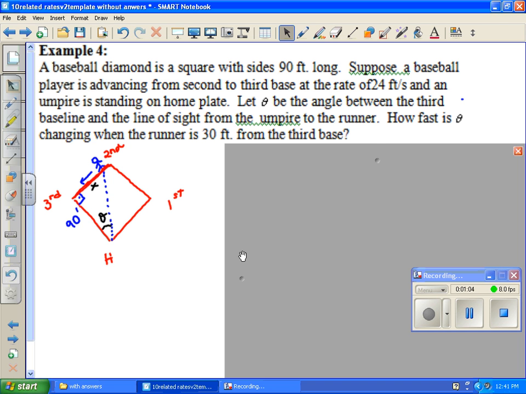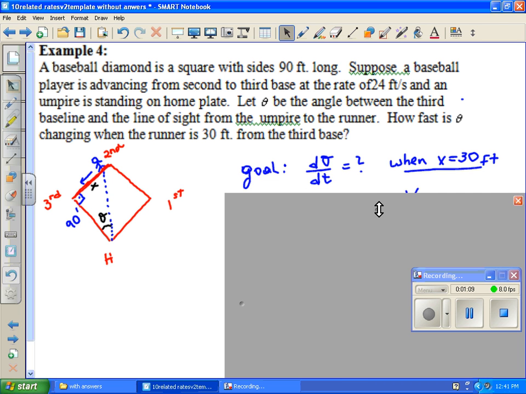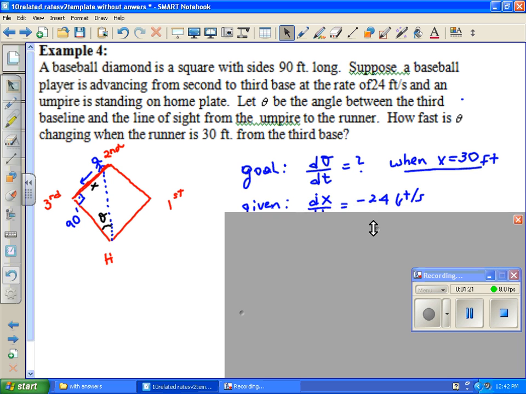So the question is to find the rate of change of the angle, d theta dt, at the moment when the runner is 30 feet from the third base. In other words, when x equals 30. And the given information is that the runner is going at a rate of 24 feet per second, and because the distance x is getting smaller, the rate of change of that distance is negative 24 feet per second. And how about an equation that relates all the variables?